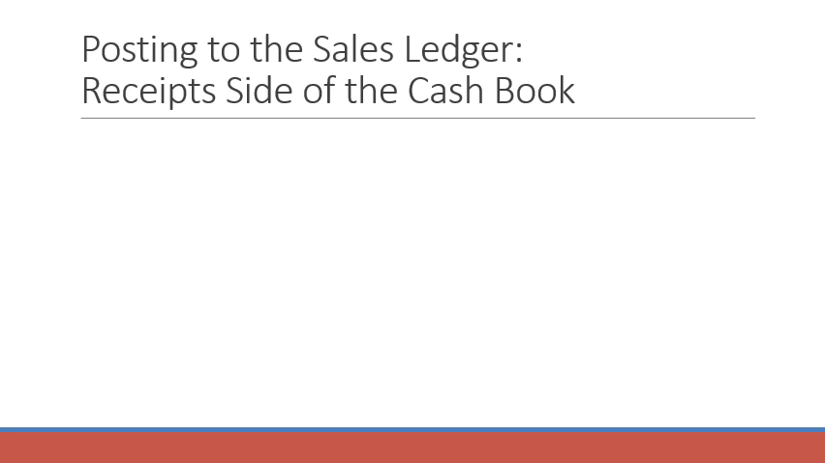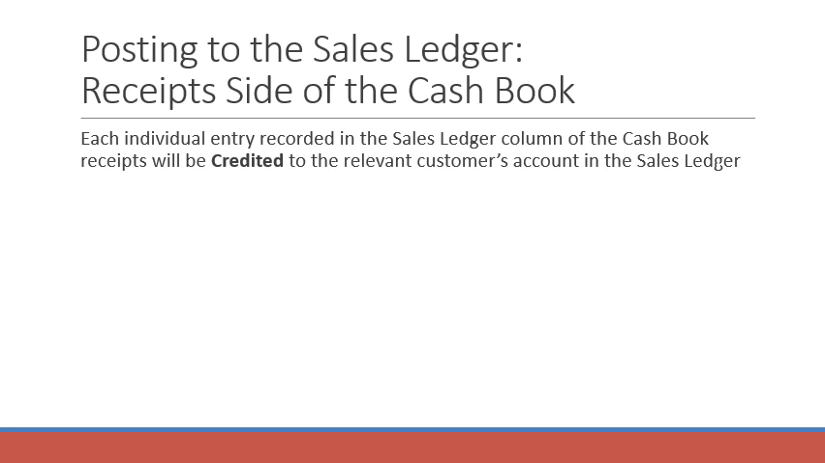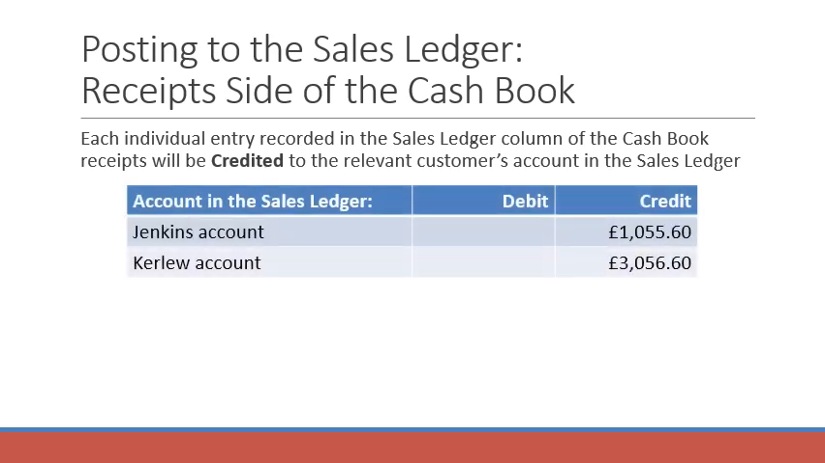In addition to posting information to our general ledger, we will also post information to the sales ledger. Specifically, we will post any entries made into the sales ledger column of the cash book. And for each receipt there, we will credit the relevant customer's account in the sales ledger. So here are the postings to our sales ledger. We will credit both the Jenkins and Curlew accounts with the amounts that have been received from those customers.